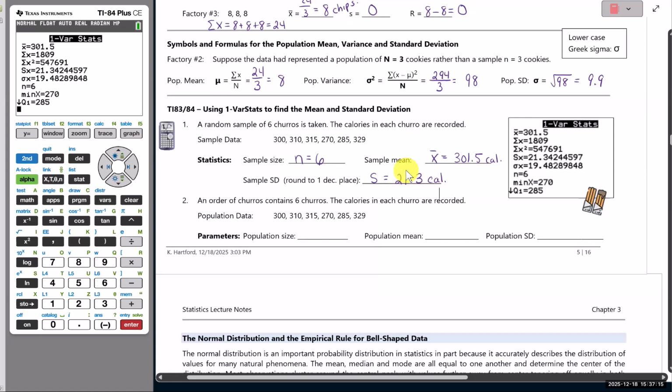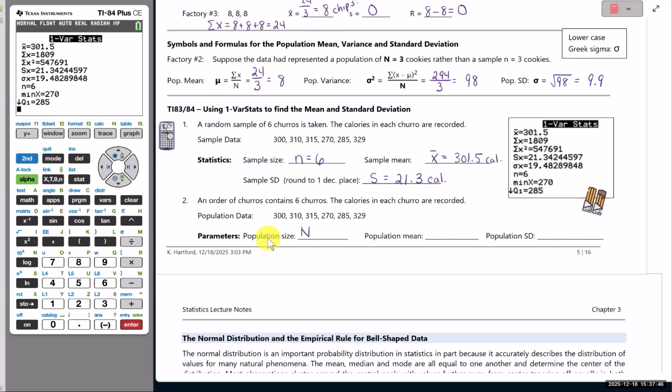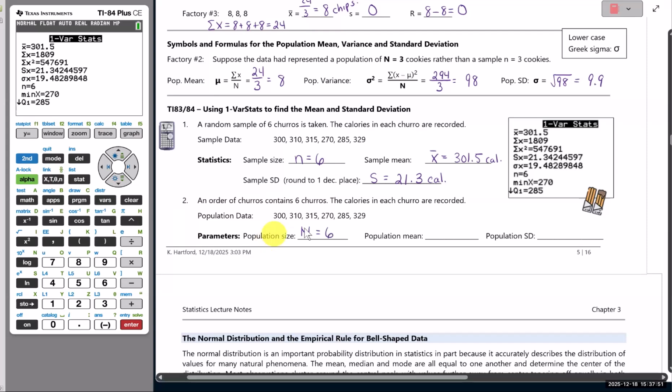All right, so what if this was an order of churros that had 6 churros? So it's not a sample. This is the entire order. Otherwise, they would have said it was a sample. So for this population of churros in this order, I kept the values the same, but now we know that we're talking about parameters. Parameters describe populations. So population size is, instead of a lowercase n, an uppercase N, but it's still 6 churros.